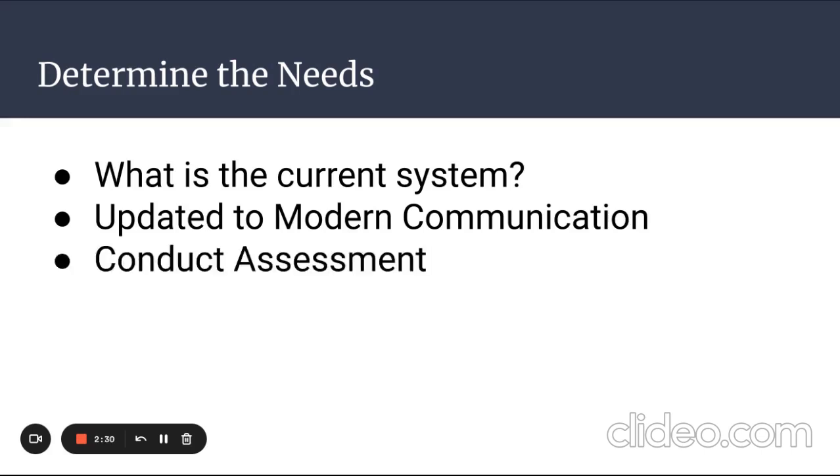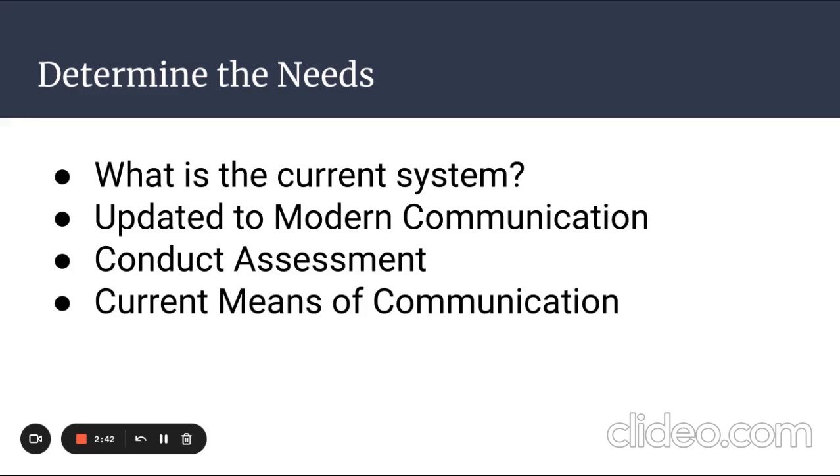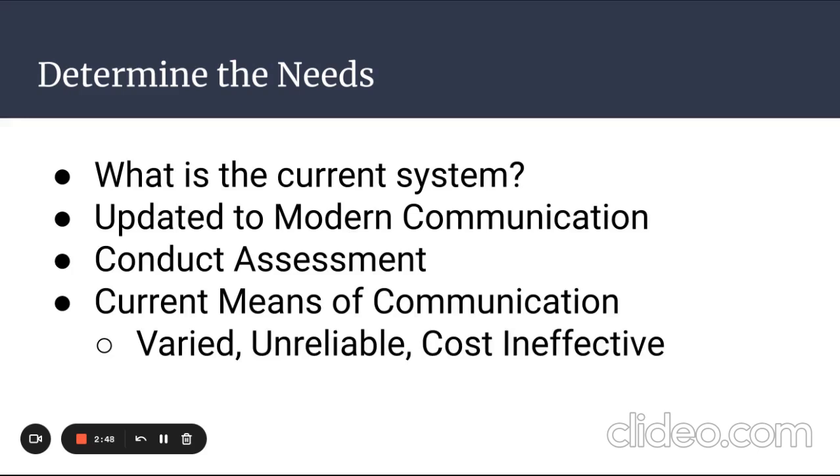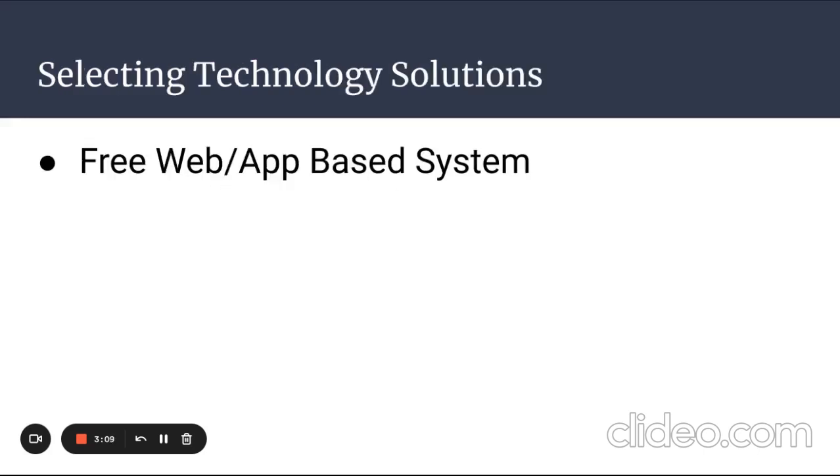And we're going to conduct an assessment to find out what the teachers are doing and is that meeting their needs for communication and how do they feel that it's going. And we find that when we do that, the current means of communication, being that student-centered approach, is very varied from teacher to teacher. It is very unreliable, and it is also a cost-ineffective way of communicating in that we are spending money on paper, toner, and ink on something that could be done in a digital manner that would not spend money on those resources.